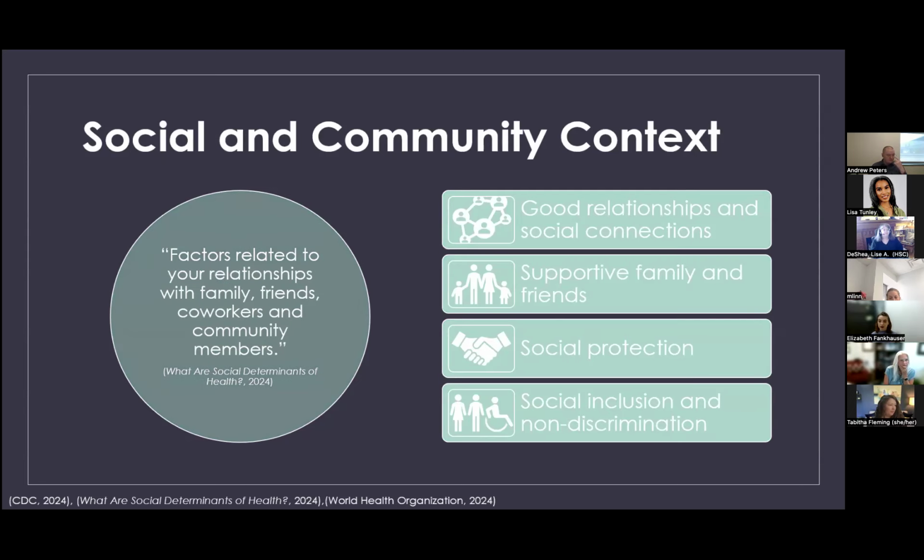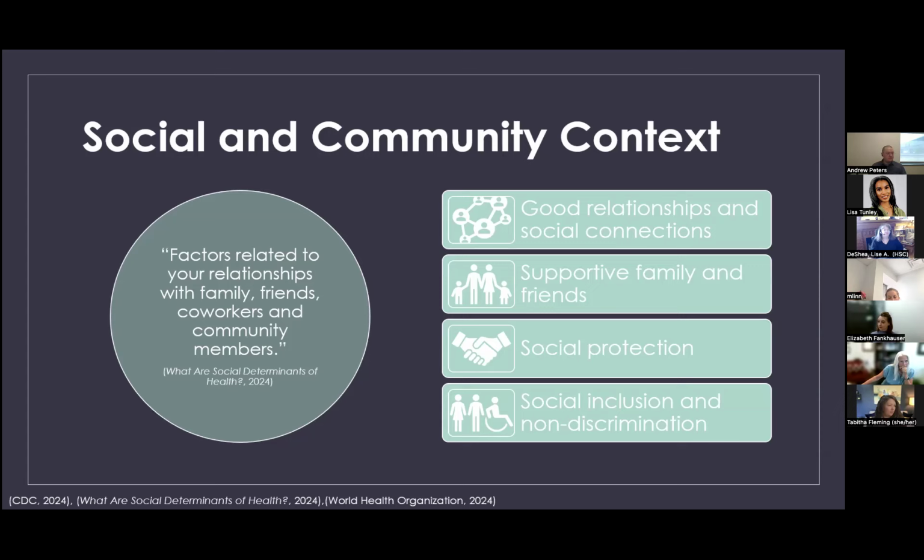Next is our social and community context, which is defined as factors related to your relationships with family, friends, coworkers, and community members. First part of this would be good relationships and social connections. These determine your health because they lead to a wider community to rely on. Happier people equals less stress, which equals better health outcomes for everyone involved. Humans are, after all, social creatures.